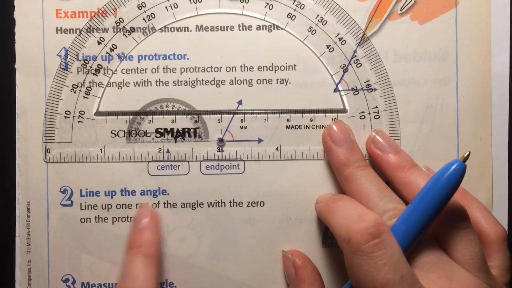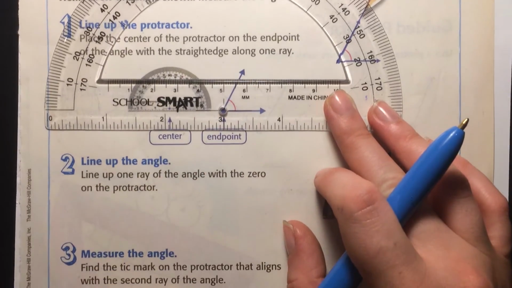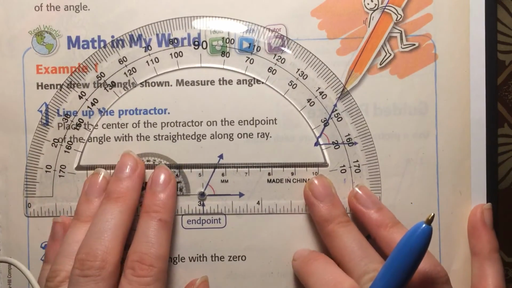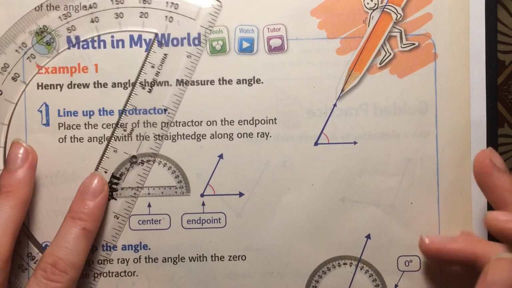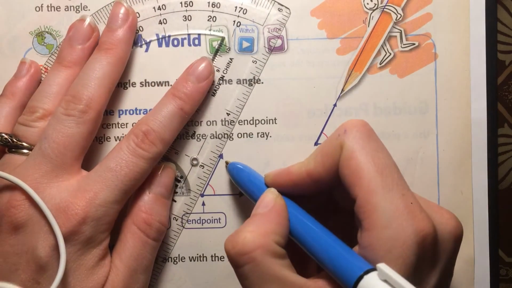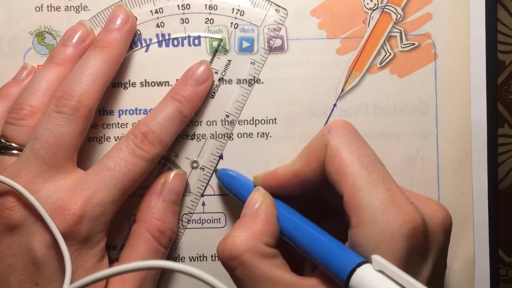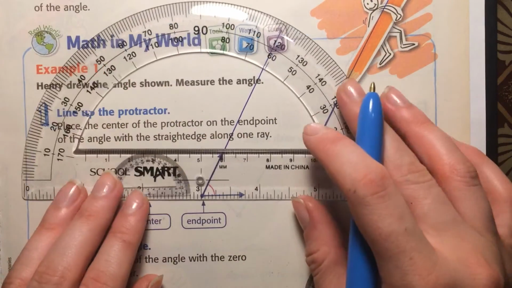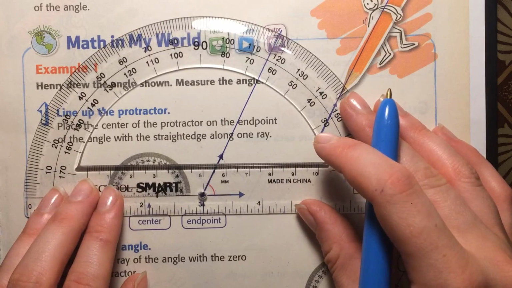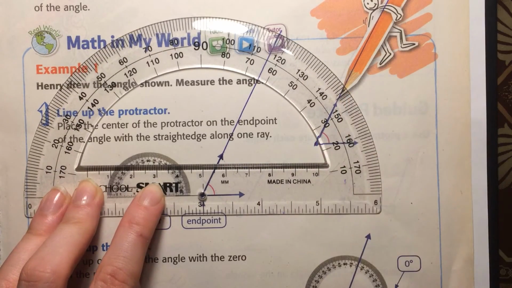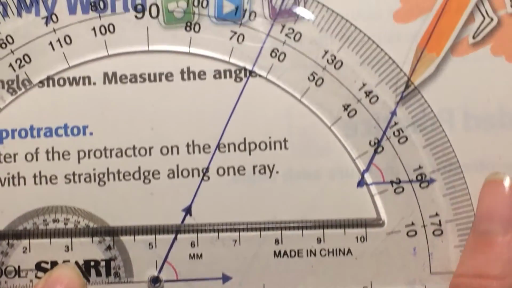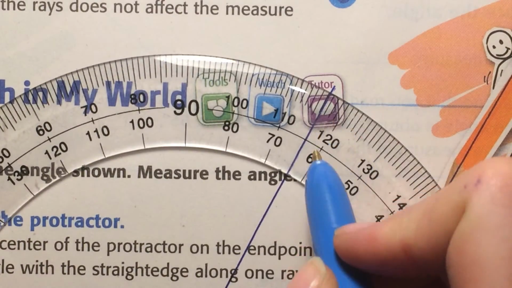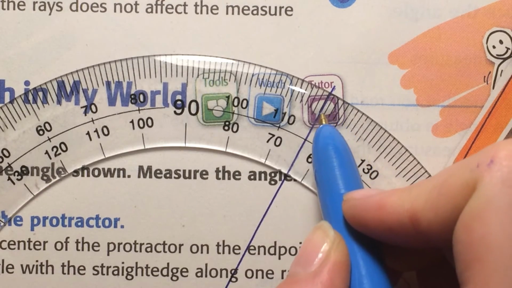Line up one ray of the angle with the 0 on the protractor. We did that. Measure the angle. Okay, but the problem is we can't really measure this because, well, it's too short. So I'm just going to use this to extend it out nice and long. Now I'll be able to tell. And started on this side, 0. So going this way, 60. Ooh, and it looks like it's right on that.